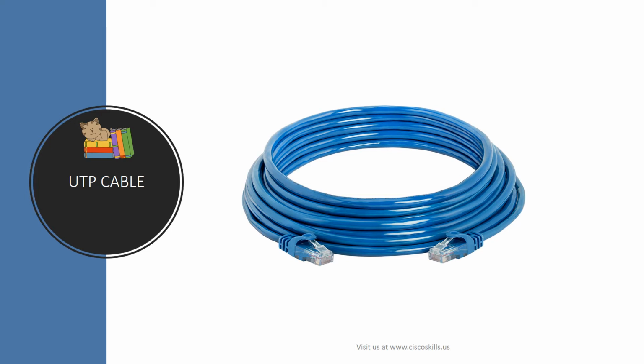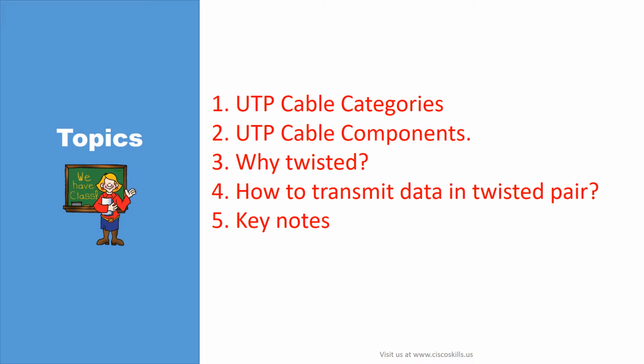As you know, UTP cable is an essential component of a local area network. In this lesson, we will learn about its key characteristics that we need to know as a network engineer. In this video, we will talk about the following topics.